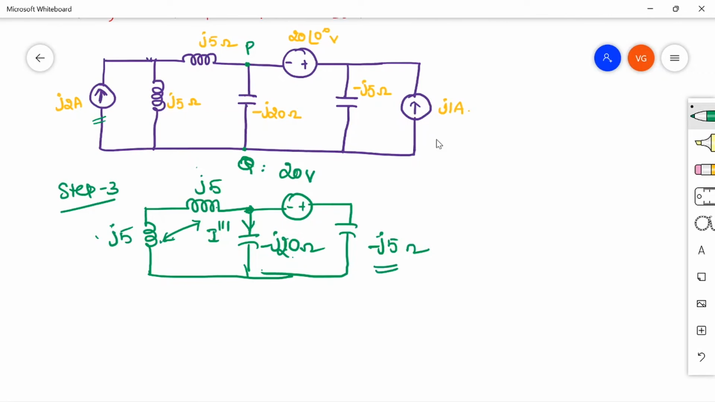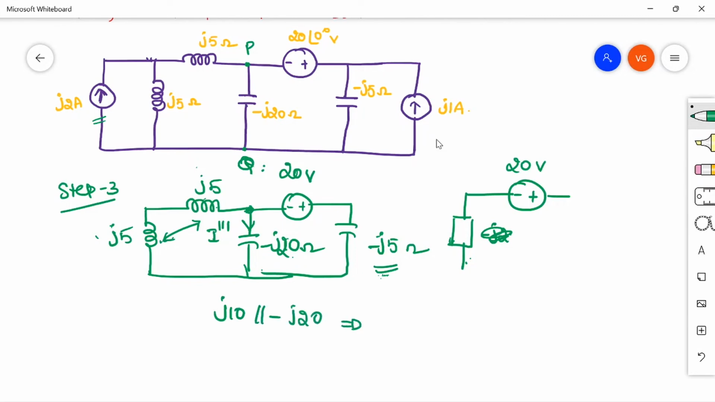J10 is in parallel with minus J5, right? And then whatever is required. So let us redraw. This is 20 volts and then I have the required impedance, minus J20 ohm. Or else you do one thing, J10 is in parallel with minus J20 first. So that is J10 into minus J20 divided by J10 plus minus J20. So that will be 20J.